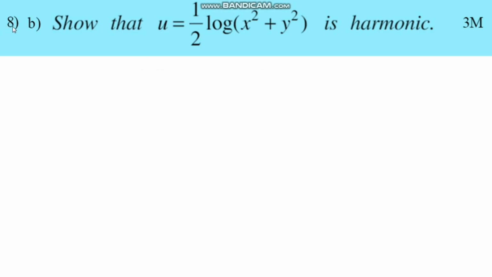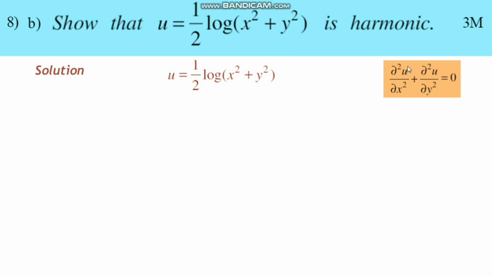We will see 8th question B bit: show that u equals half times log of x square plus y square is harmonic. In order to show this, we show that the function satisfies the Laplace equation. Here we are given that u equals half log of x square plus y square. We know the Laplace equation: dou square u by dou x square plus dou square u by dou y square is equal to 0. When this equation is satisfied by u, we conclude that u is harmonic.